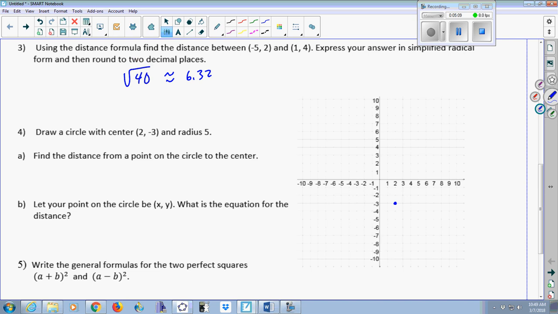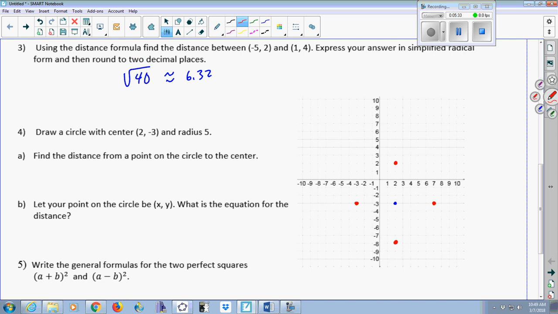5 points away. So 1, 2, 3, 4, 5. So out here I'm at 7, -3, right? And I go up 5, 1, 2, 3, 4, 5. To the left 5, 1, 2, 3, 4, 5. And then down 1, 2, 3, 4, 5.